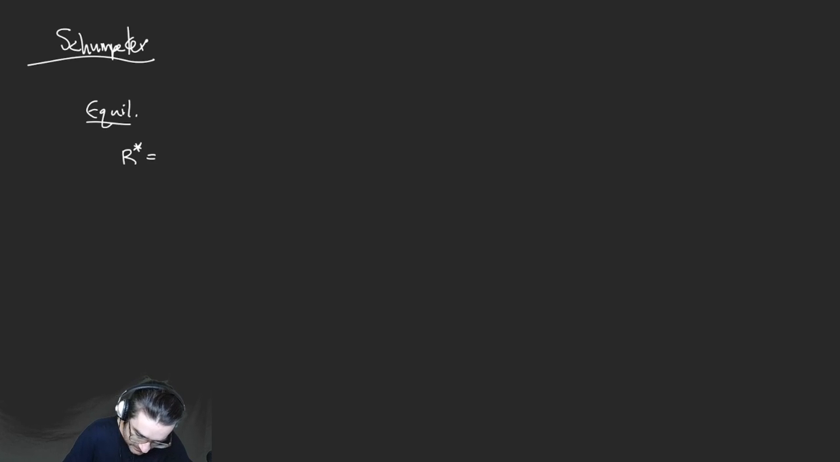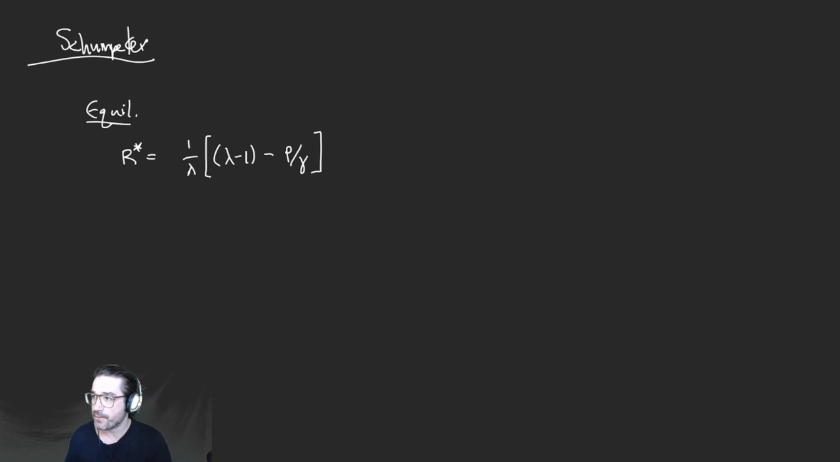We're just trying to think about the equilibrium outcome vis-a-vis the social planner's outcome. Let me write down and copy from the notes here what we found in terms of the outcomes. For your equilibrium, we ended up with what we're calling R star. Basically, R star is 1 over lambda times lambda minus 1 minus rho over gamma. So that's what we found for R star.